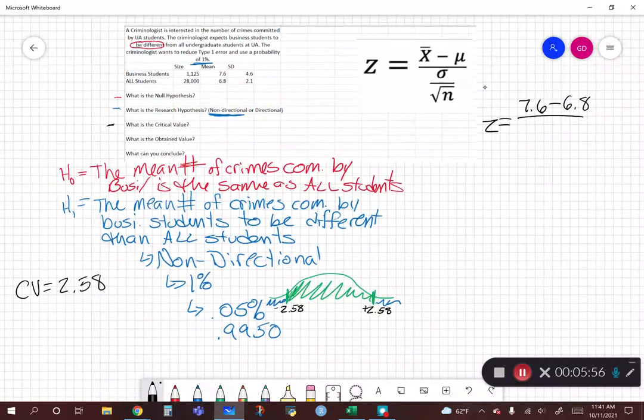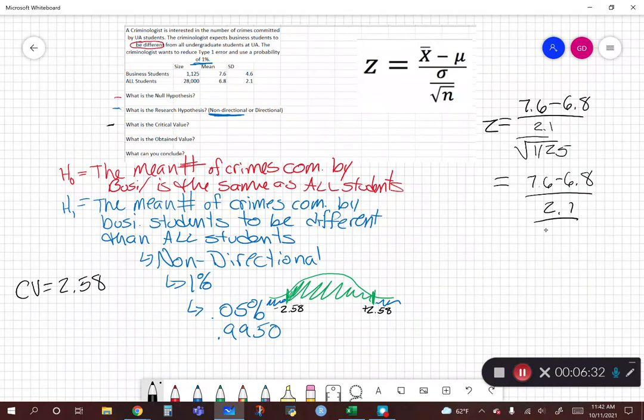Sorry about that. But our denominator will look like the population standard deviation of 2.1 over the square root of our sample size of 125. So I'm going to solve this downwards first. What I typically recommend, and I have a calculator up off the screen, is to take the square root of 125. And that will give me, and I'll keep the numerator the same, 7.6 minus 6.8, over 2.1 over 33.54.